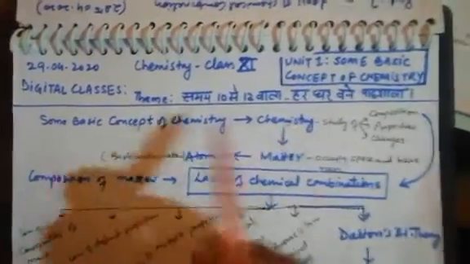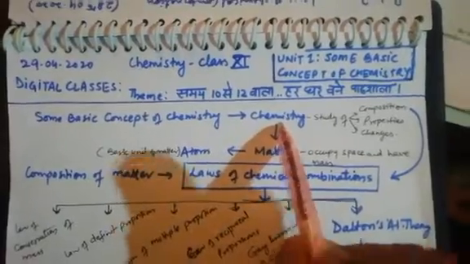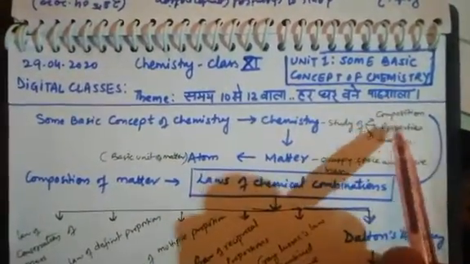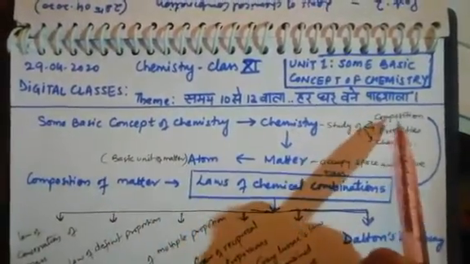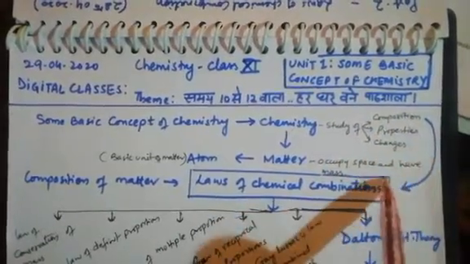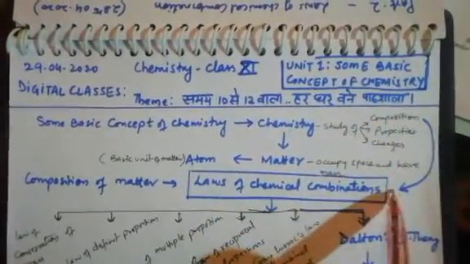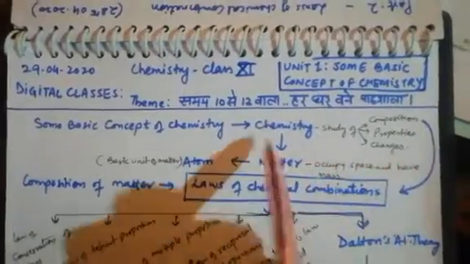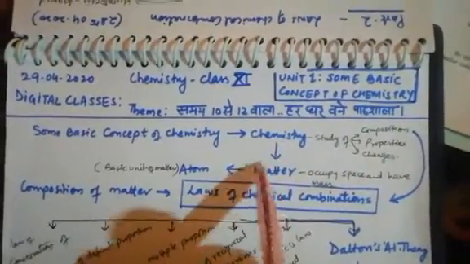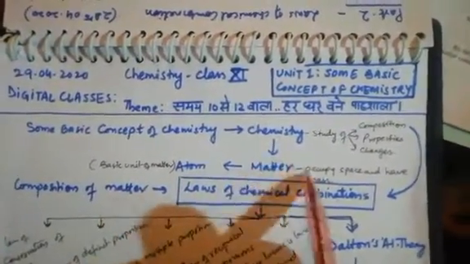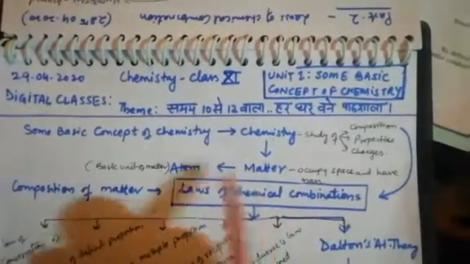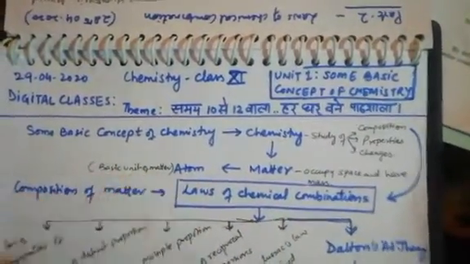So in this chapter we started with the definition of chemistry, and chemistry is the study of composition, properties and changes. Before composition, let's see: chemistry is basically the study of matter, and matter is anything that occupies space and has mass. Matter is made up of atoms. Atom is the basic unit of matter, okay?